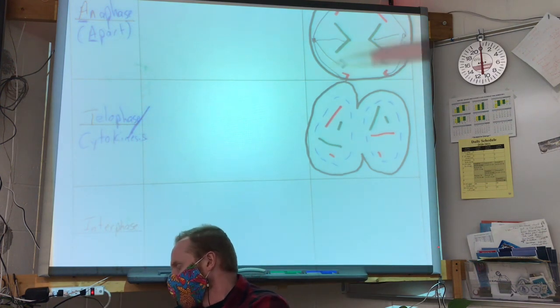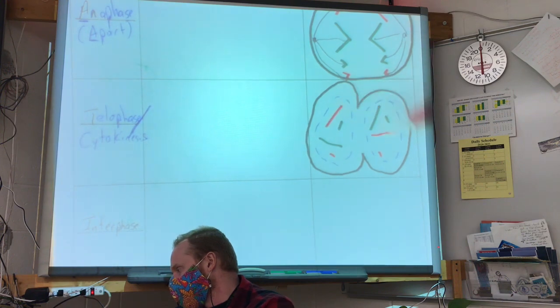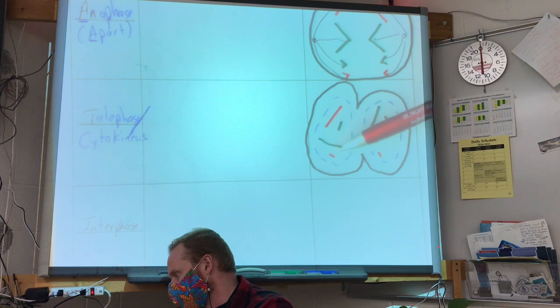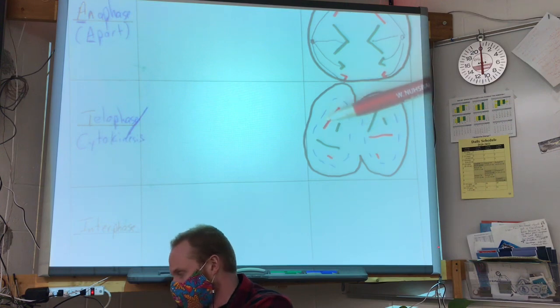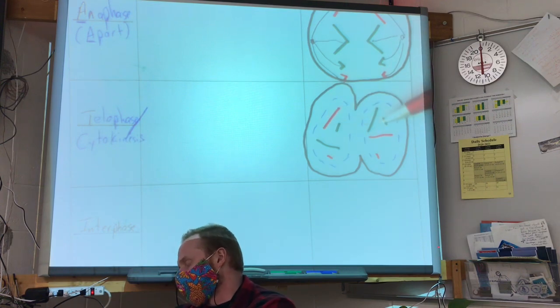But if we count how many, this is a sister chromatid to this, is a sister chromatid to this. They're genetically identical, so this has the exact same genetic information as this, because there's 4 sister chromatids that are genetically identical to these 4 sister chromatids.